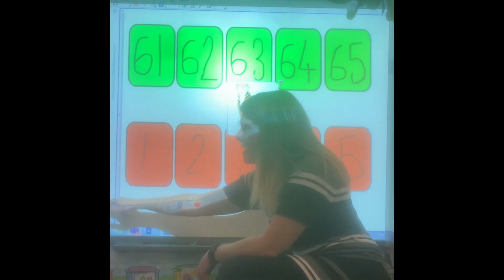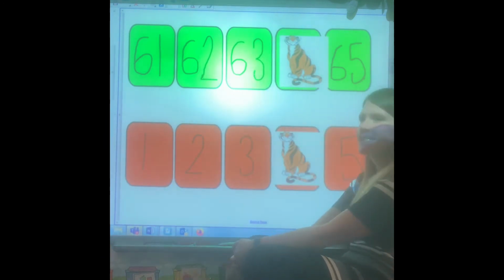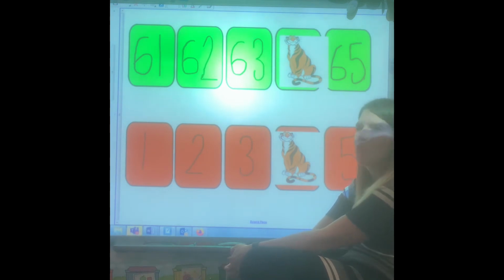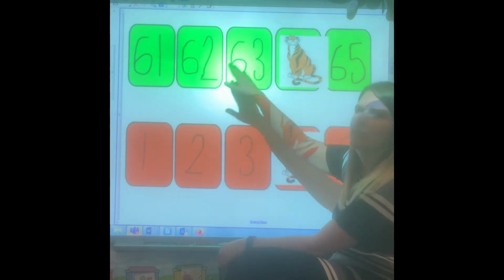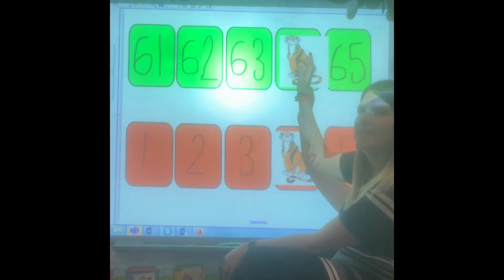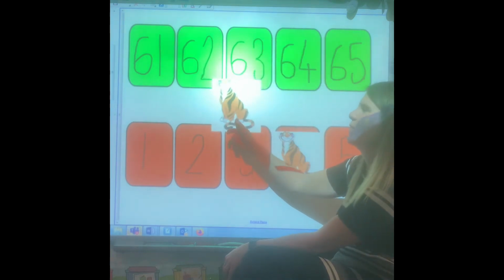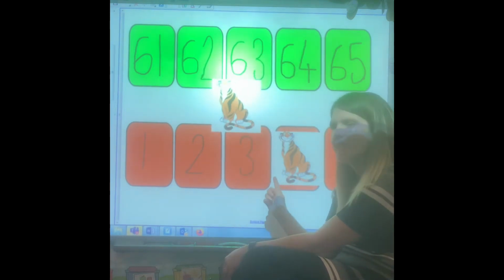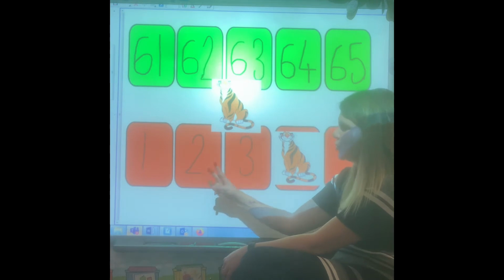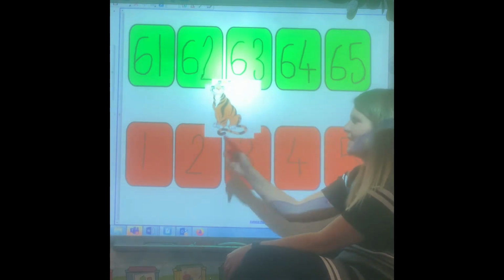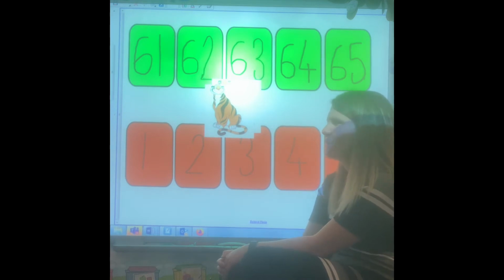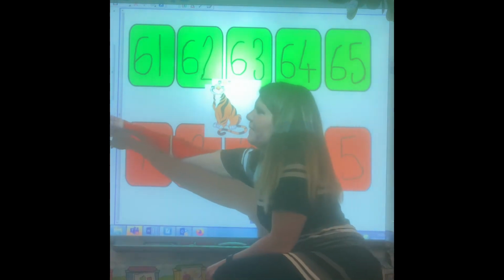See if you can see which number is missing this time. Do you know if we add on 1 to 63, what would we land on? 61, 62, 63, then 64. Well done if you got that one right. Or down here, 1, 2, 3, then 4. Fantastic. Well done if you got that one. Let's try one more like this.